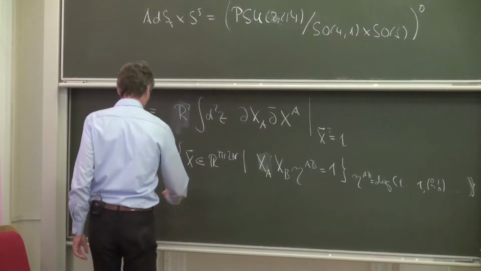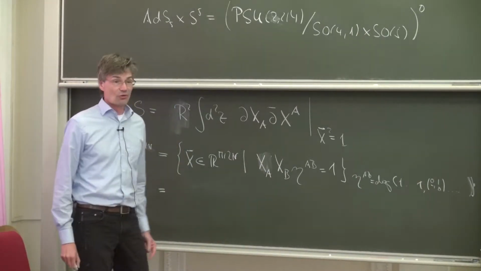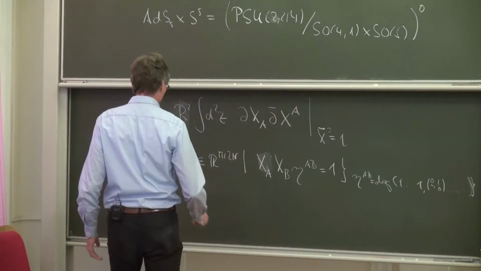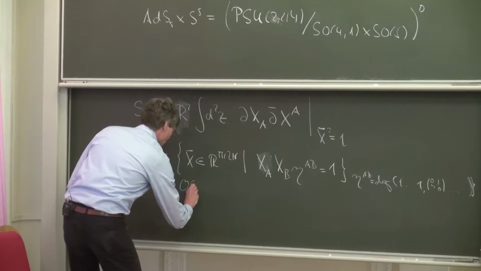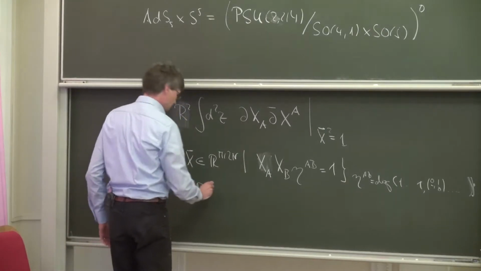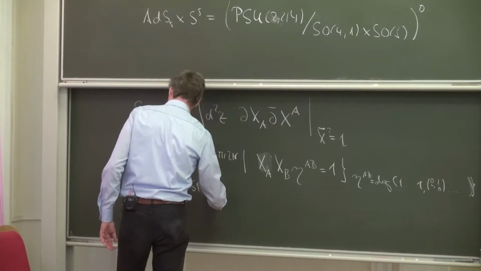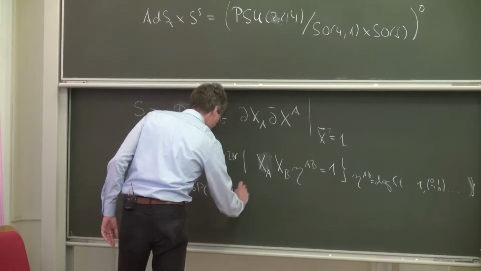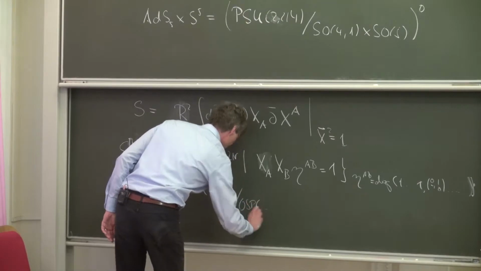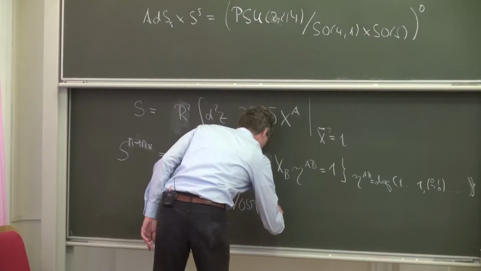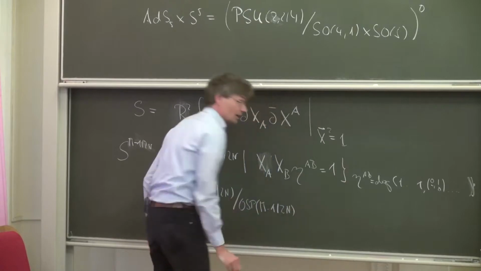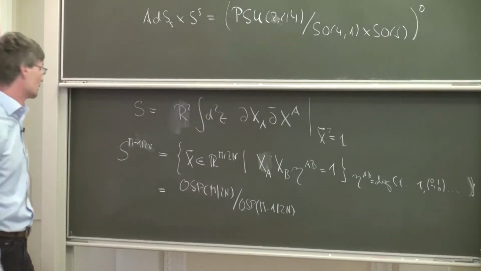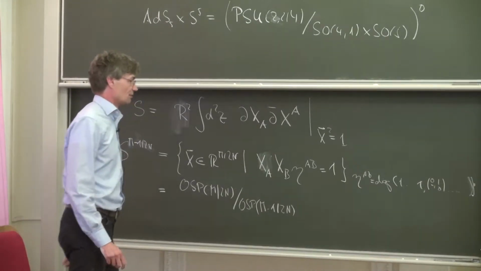And you can also write it as a coset, like the O(4) sigma model S^3 is O(4) divided by O(3). Similarly, here this is OSP(m|2n) divided by OSP(m-1|2n). So that's many different ways of thinking about the space. It's a coset space. It is a sphere with fermionic directions.